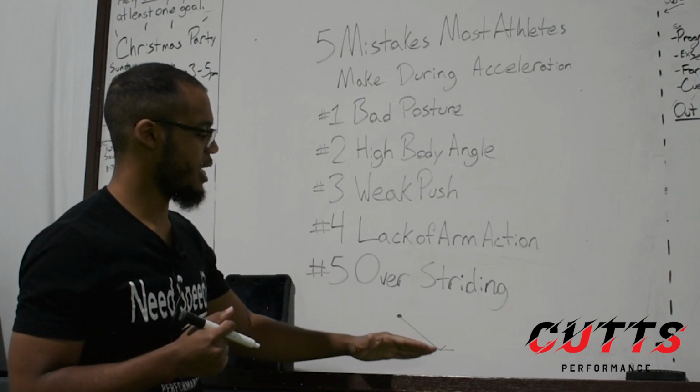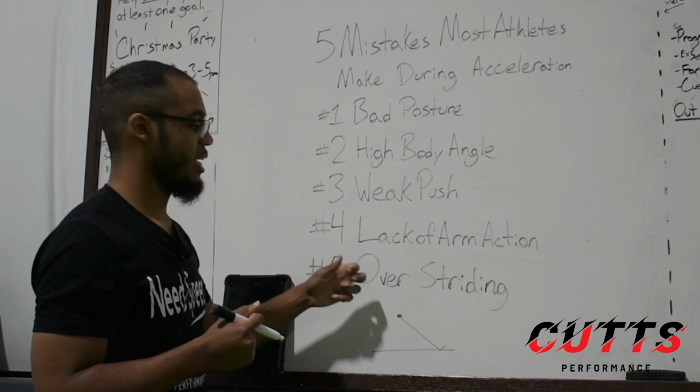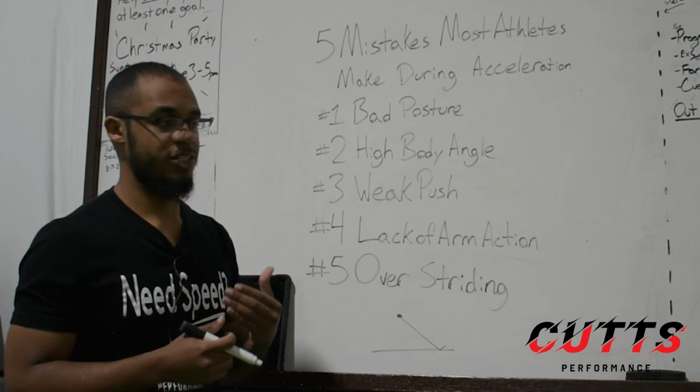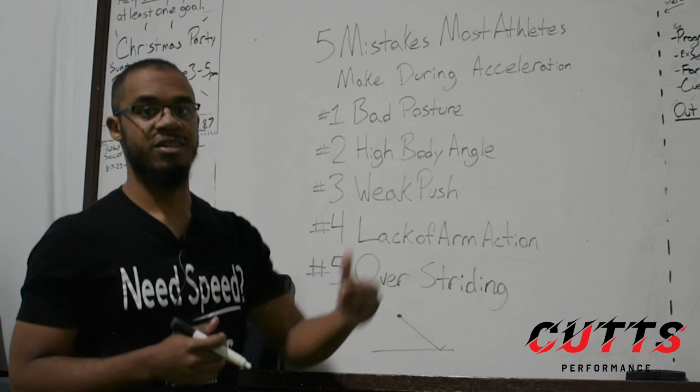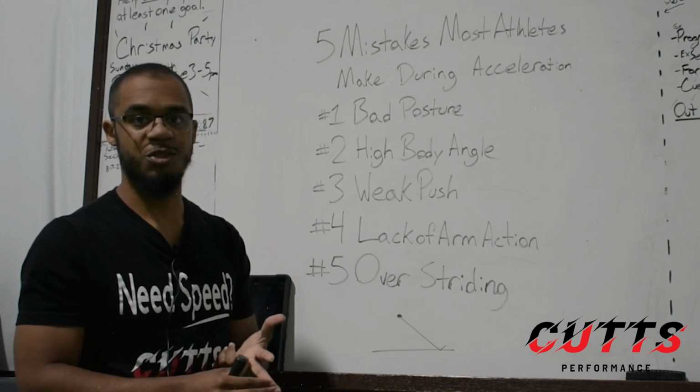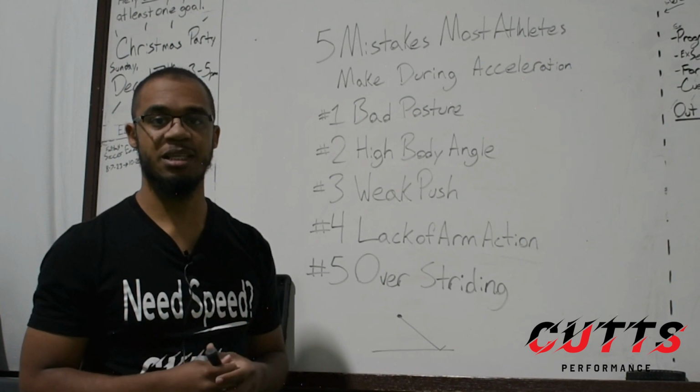So if you can eliminate those braking forces, AKA overstriding, then that's going to maximize your body's ability to get faster and faster and faster, accelerate at a quicker rate, and also definitely reach higher speeds. So there you have it. Those were 5 mistakes that most athletes make during acceleration.